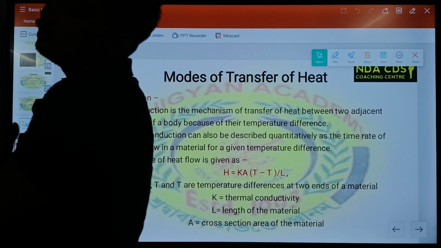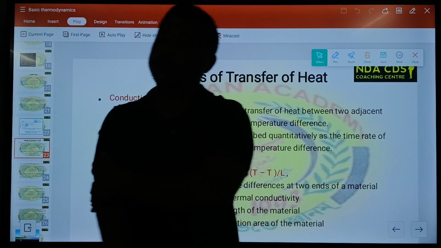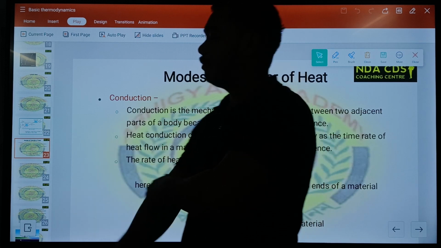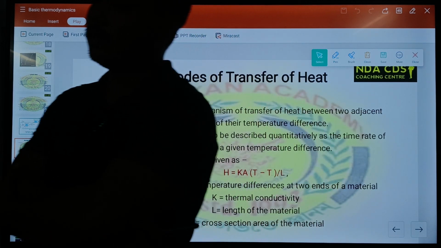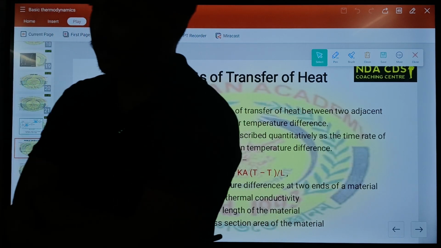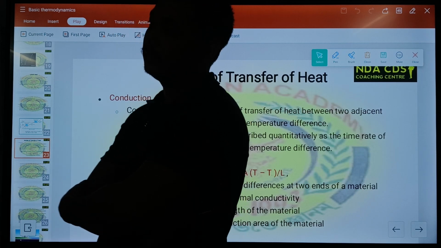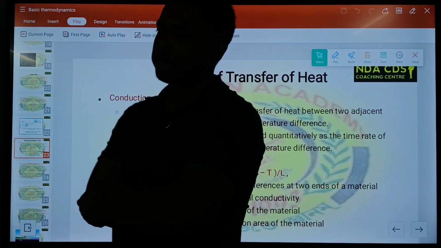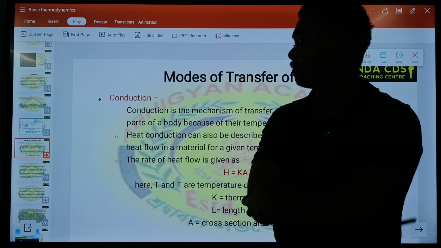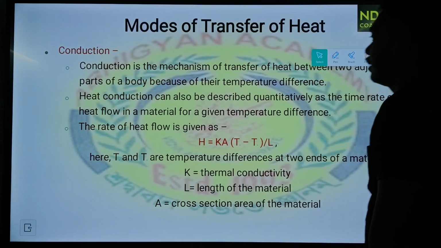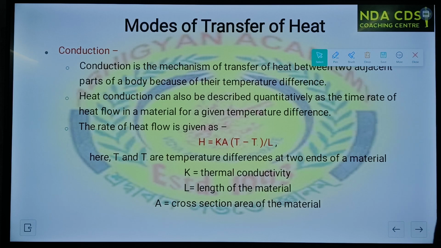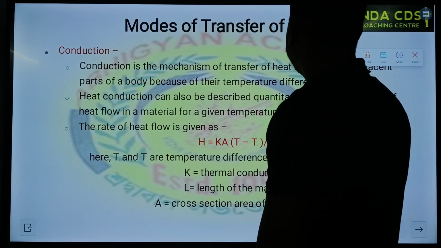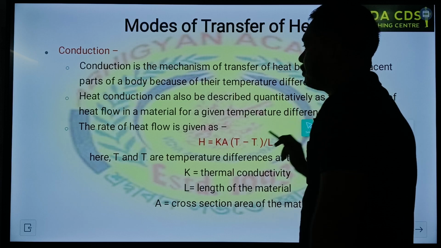There are three ways through which heat gets transferred. First तो तुमने देख लिया, what are the second and third ways? Convection and last conduction, convection and radiation. See, I will make you understand in a very simple way.